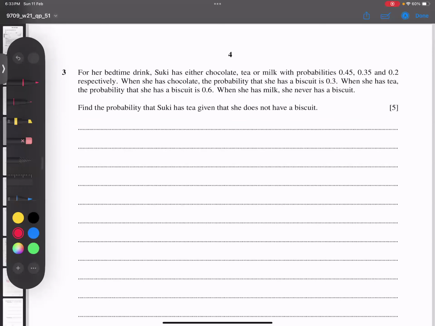Bismillah ar-Rahman ar-Rahim. October 2021, variant 51, question number three, a question on probability.